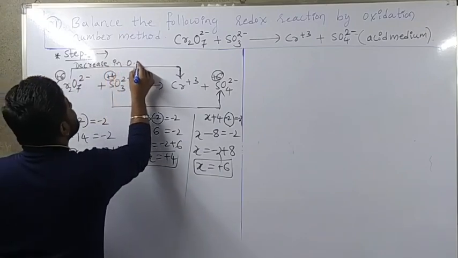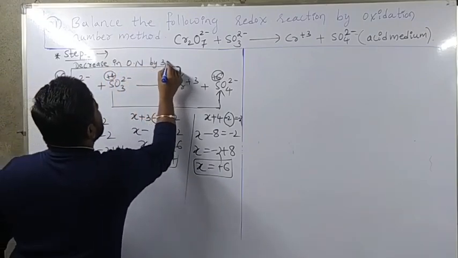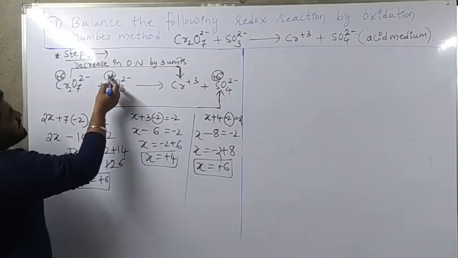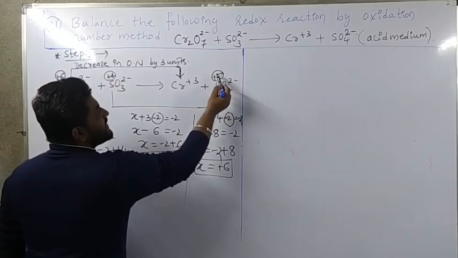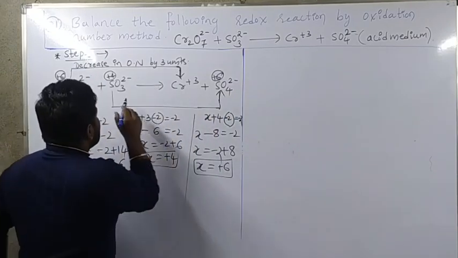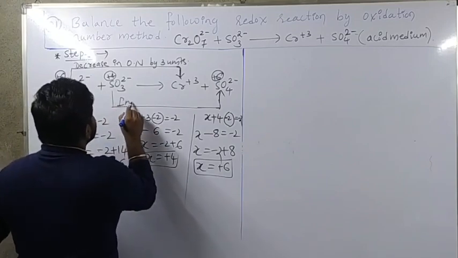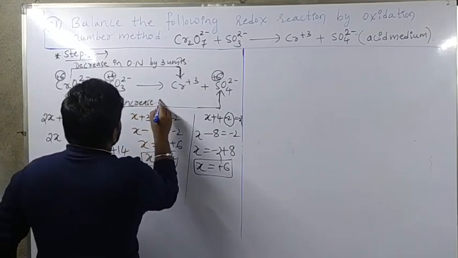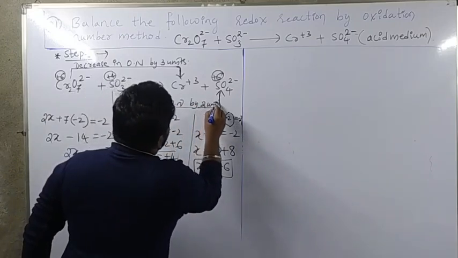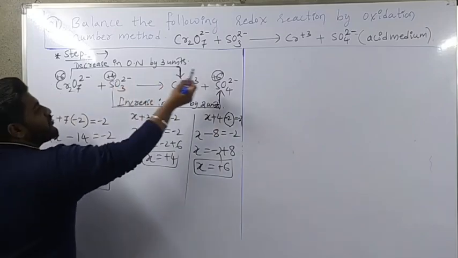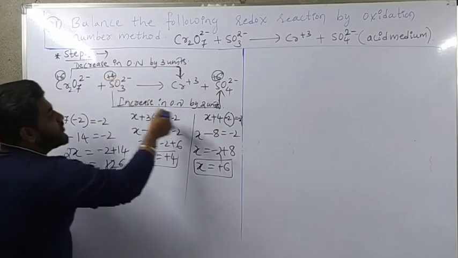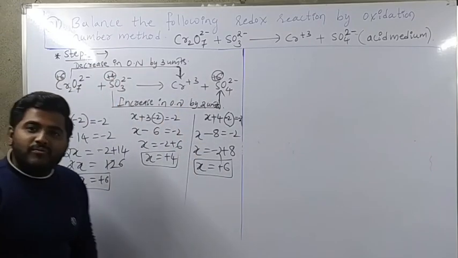Decrease in oxidation number by how many units? 3 units. Correct. And sulfur is there in plus 4 oxidation state. Here sulfur is there in plus 2 oxidation state. So decrease or increase? Increase, yes, increase in oxidation number by how many units? 2 units, because plus 4 to plus 6 is 2 units, while plus 6 to plus 3 is a 3 unit decrease. 2 units increase. I hope you followed.